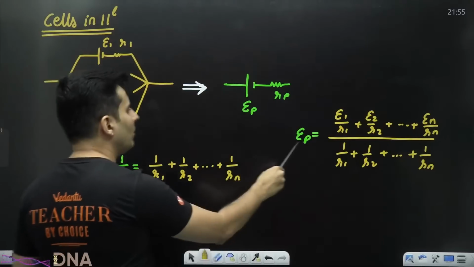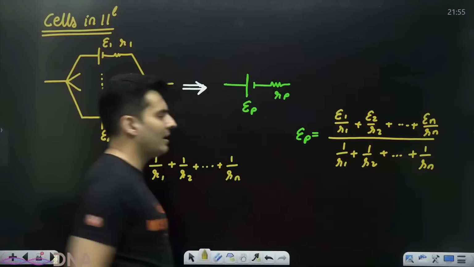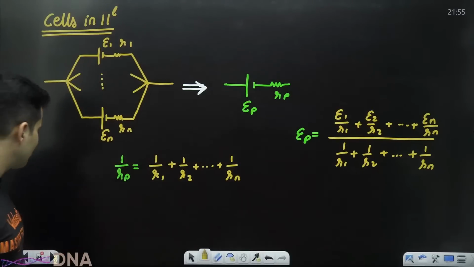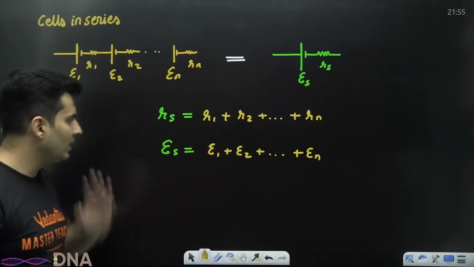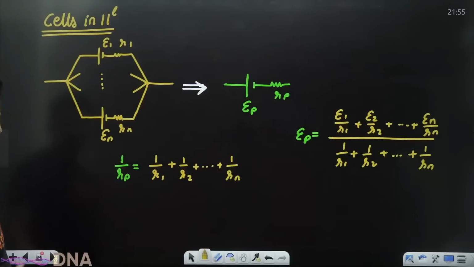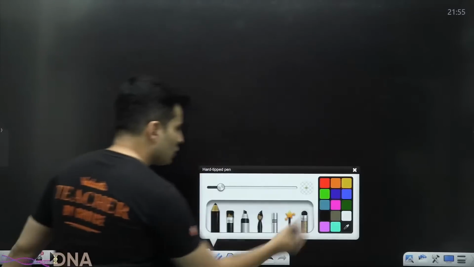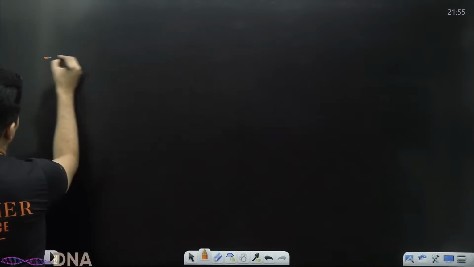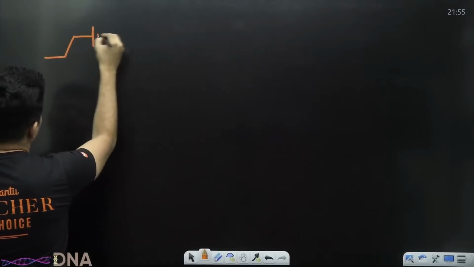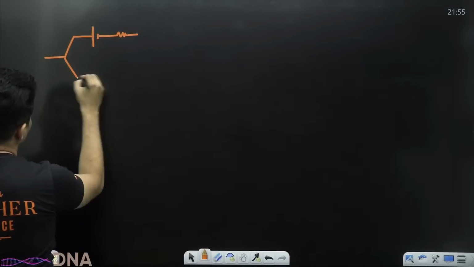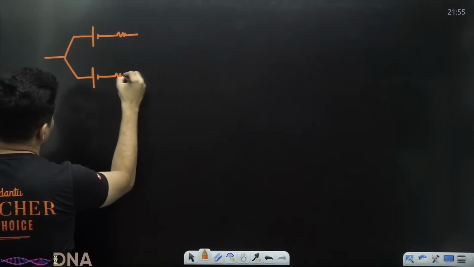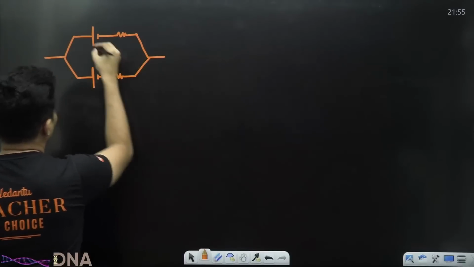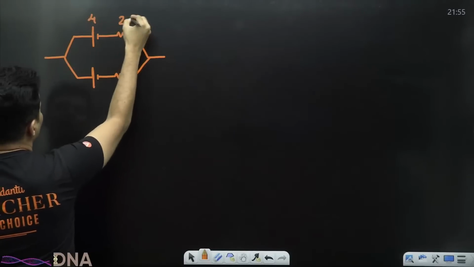The only complex formula is for parallel EMF. Otherwise this is simple, even this is simple. There was nothing different or difficult. So let me show you an example so that you get an idea of it. Imagine you had something like this and you want to convert it into one battery.